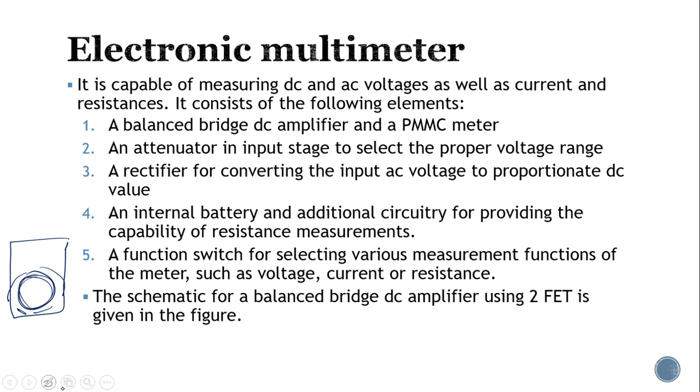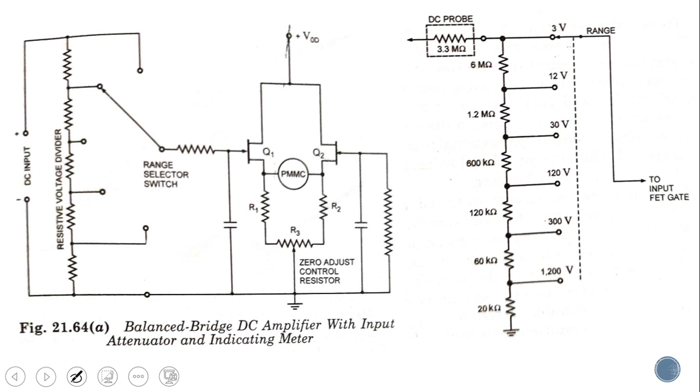Now you can see how to measure the voltage using the electronic multimeter. This is your circuit diagram. You can see over here that this is your balanced bridge, and it consists of two FETs. You should note that the two FETs should be matched for current gain. If they are not matched, there might occur some heating problems and the thermal stability might be compromised. So to get better thermal stability, the current gains of the two FETs should be matched.